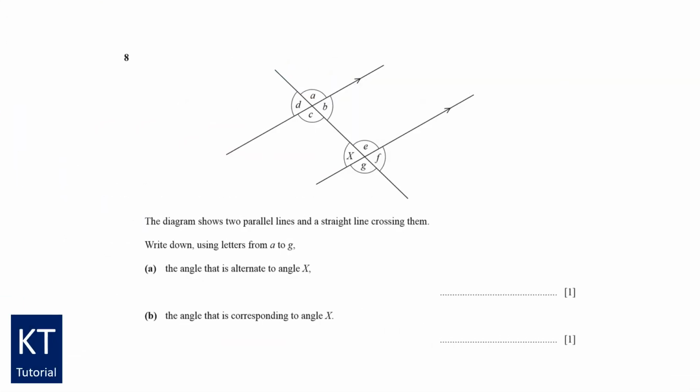Question 8. The diagram shows two parallel lines and a straight line crossing them. Write down, using letters from A to G, the angle that is alternate to angle X. The required angle is B. Next, the angle that is corresponding to the angle X. This is angle D.